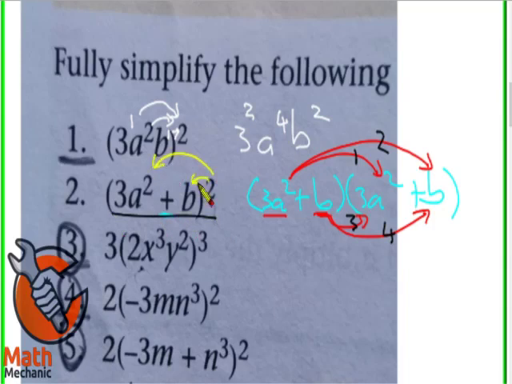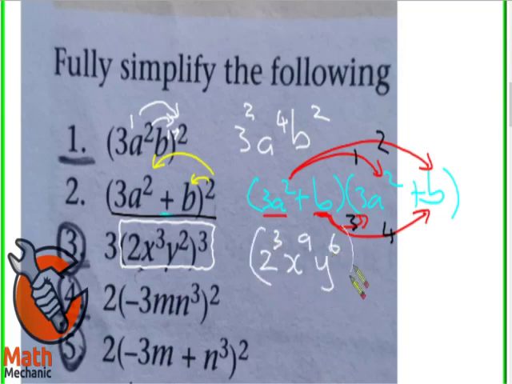Then looking at the next one, question number 3, you need to see that part there as the third exponential law. So you do that first. That will give you 2 to the power of 1 times by 3 is 3, x to the power of 3 times by 3 is 9, y to the power of 2 times by 3 is 6. Put that inside of a set of brackets, and then you multiply with the 3 outside.